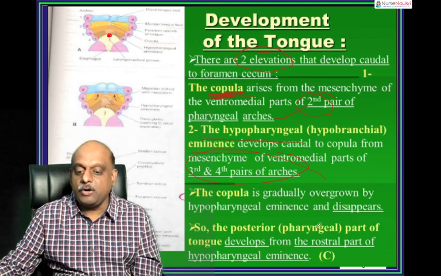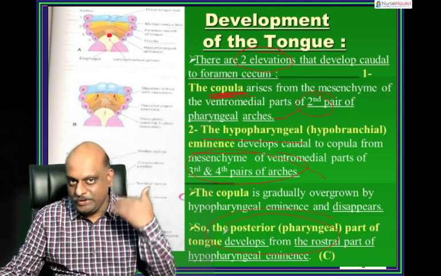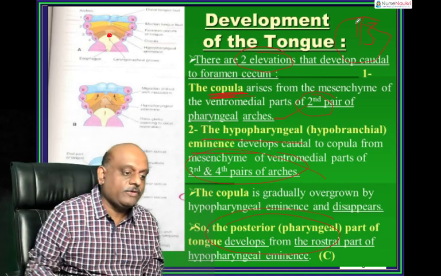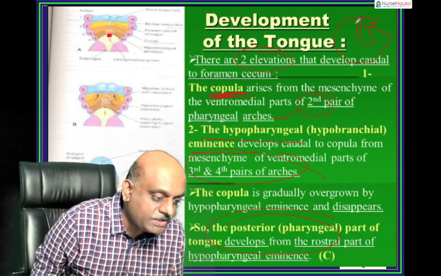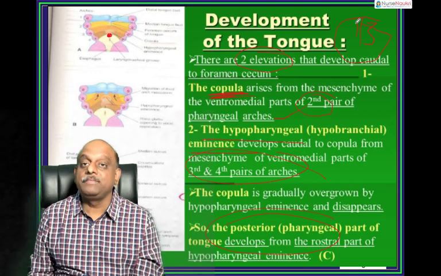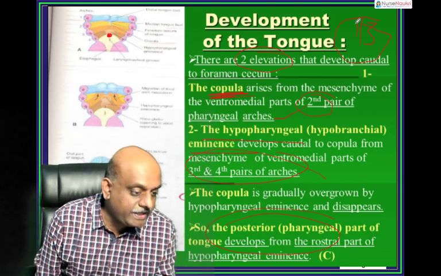So, the posterior pharyngeal part of the tongue, the last one third, develops from the rostral part of the hypopharyngeal eminence, is what you need to remember.